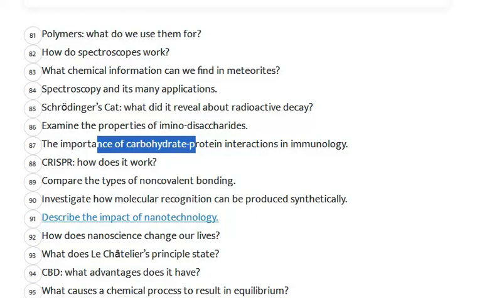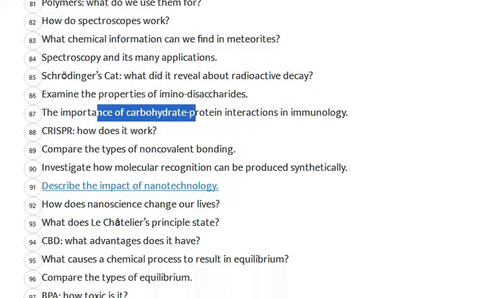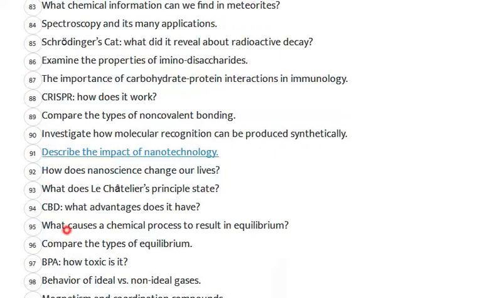What does Le Chatelier's principle state? CBD, what advantages does it have? What causes a chemical process to result in equilibrium? Compare the types of equilibrium. PPA, how toxic is it?